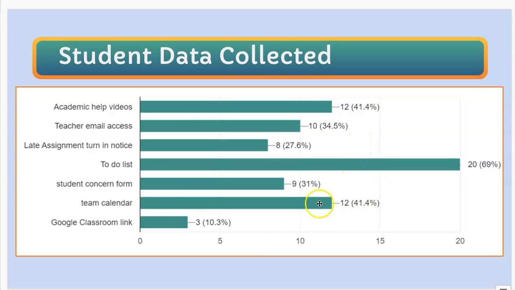We have a team calendar, but it's not the greatest one in the world. It's too many buttons. And the teacher email access, I can see that with students. We basically have 2 emails. We have a Google email and we have a school email. And the Google email, it's very easy to get to, and it's not very easy for us to get to the school email on a daily basis.